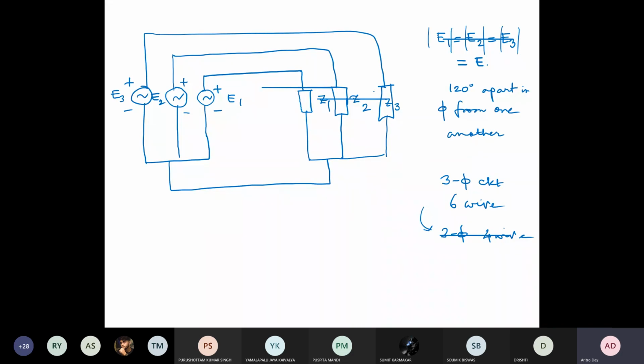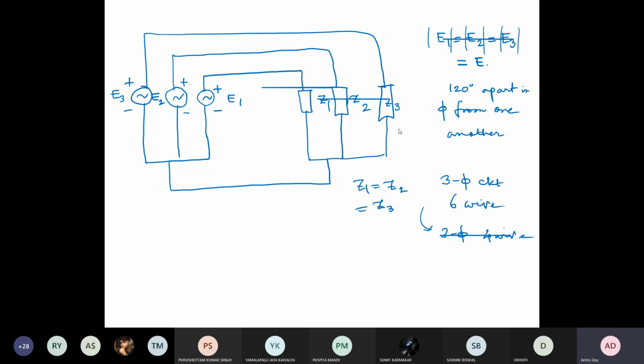And later we'll see that if we go for a balanced load, like if Z1 equal to Z2 equal to Z3 in terms of magnitude and phase, I mean the same RL load or same RLC load, all the power factors the same and the impedance value also the same, then we can replace this fourth wire also, because the sum of all three currents will be zero when it is a balanced load. So then for the three phase circuit, we can have a three phase three wire system.